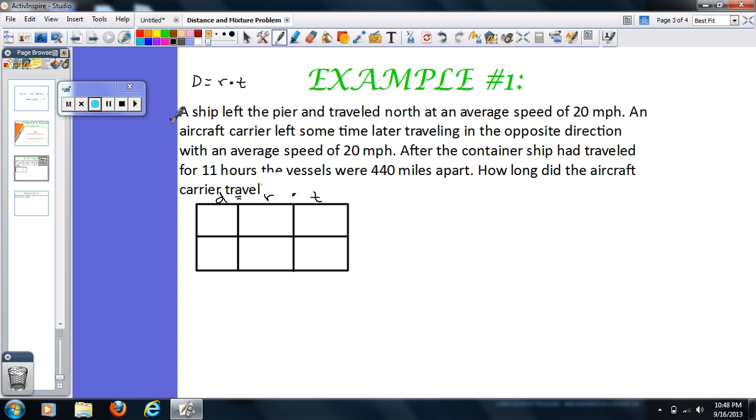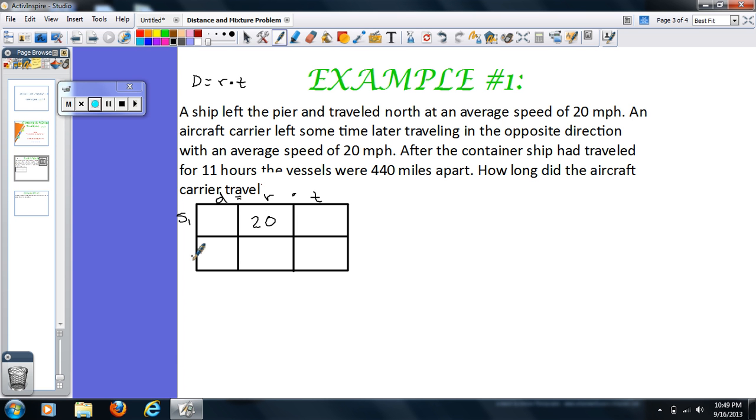Alright, so it says a ship left the pier and traveled north at an average speed of 20 miles per hour. So we're going to call this ship 1. Actually, once we finish reading the problem, this is going to be an aircraft carrier, so we're just going to leave it as ship 1. And it travels at 20 miles per hour. Well, 20 miles per hour should be a dead giveaway. This is going to be our rate. Anytime a rate is something, it's a unit per another unit. So miles per gallon, miles per hour, feet per second. All that stuff is going to be what we would call the rate.